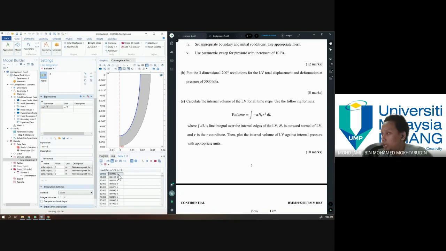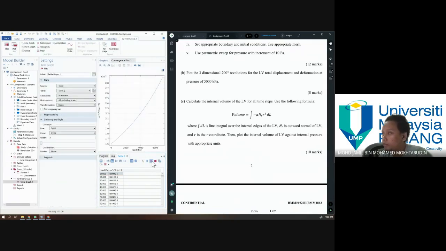Okay, so you get a table here. And then the question asks you to plot the internal volume against pressure. So just click this table graph. And you get the plot. But the unit here, the name is not correct. So you need to change this.